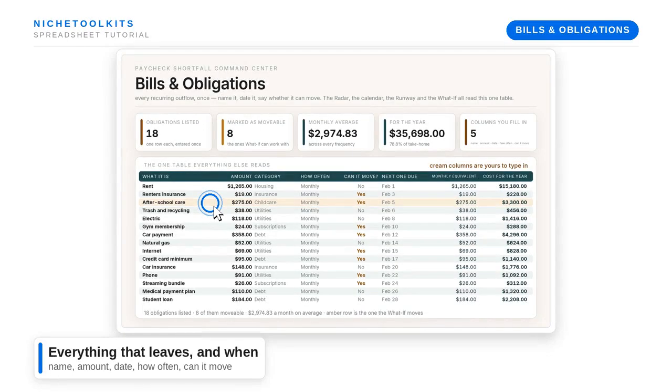Setup is 3 cells. How often you are paid, your first payday, and what actually lands in the account. Here, $1,742.16 every 2 weeks. Then this tab, 1 row per bill. What it is, how much, when it is next due, how often it repeats, and 1 column nobody else asks for. Type it once. Every other tab in this file reads this one table.